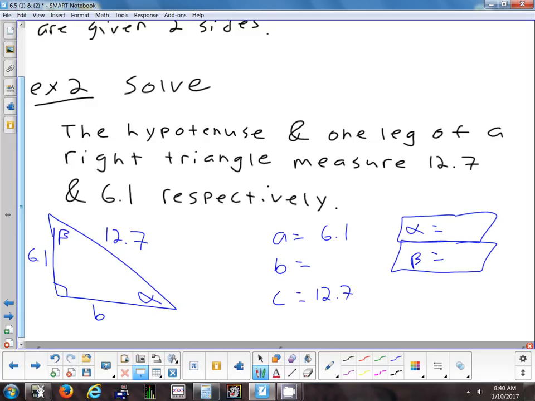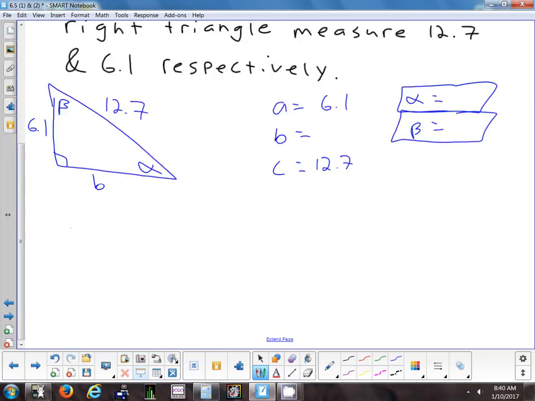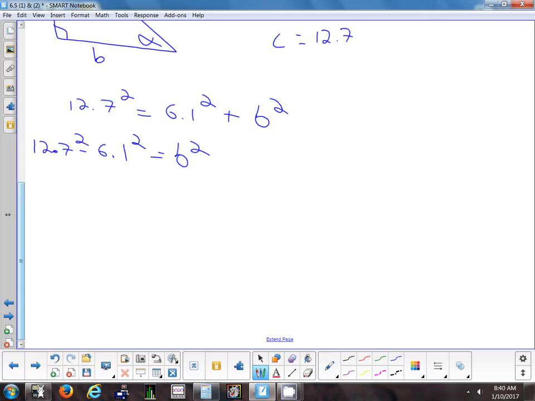All right, so let's do the Pythagorean theorem, and we'll find b. So 12.7 squared equals 6.1 squared plus b squared. So the way I'm going to do this is I'm not even going to round anything off. Okay? How do I put the 6.1 on the other side? Subtract it. So 12.7 squared minus 6.1 squared. And what is my last step? What, Tom?